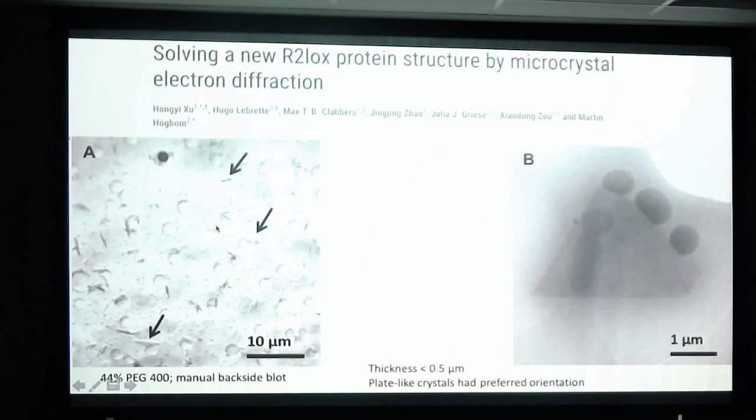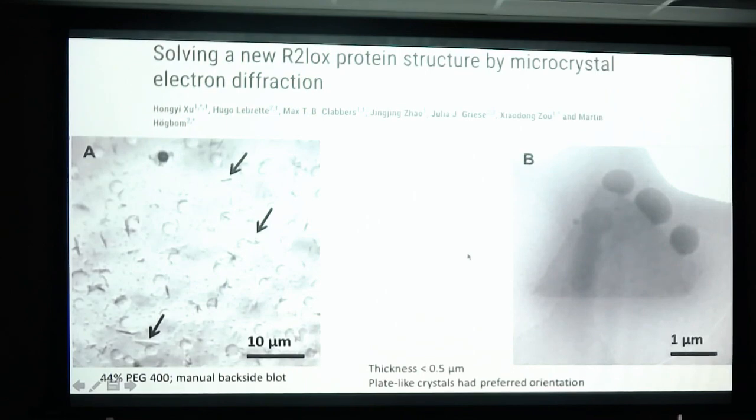These are what their crystals look like. This is a light microscope image of the drop. This is all of the stuff that's in the drop, and then these tiny little triangles that are pointed out are the crystals themselves. When they put it on the microscope, they looked like this, the nice little triangles. They're plate-like crystals, so it worked pretty well. So that was good.